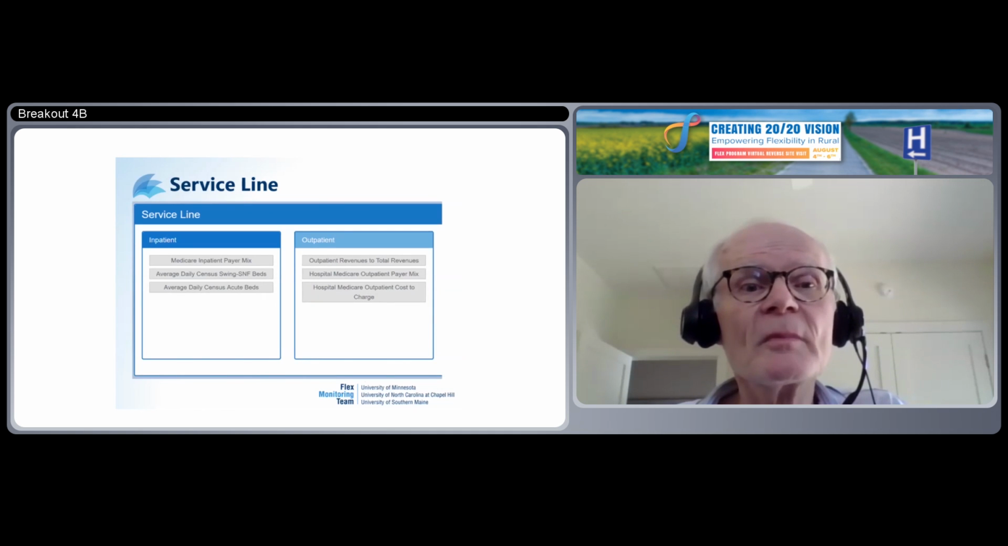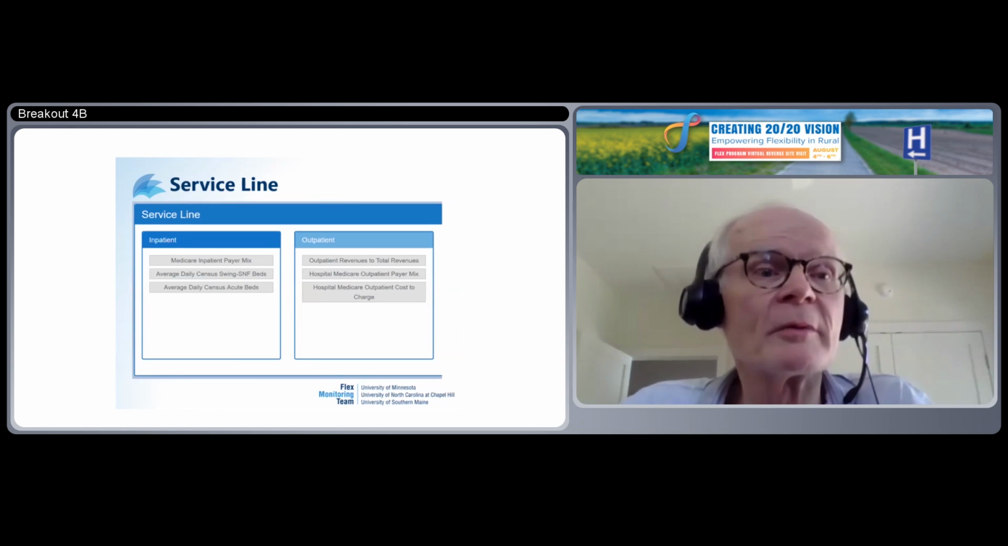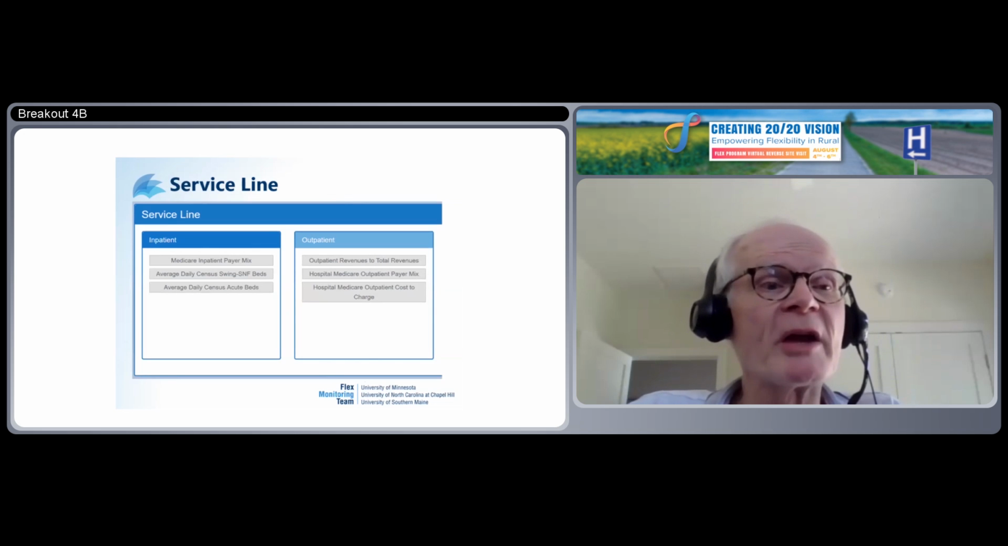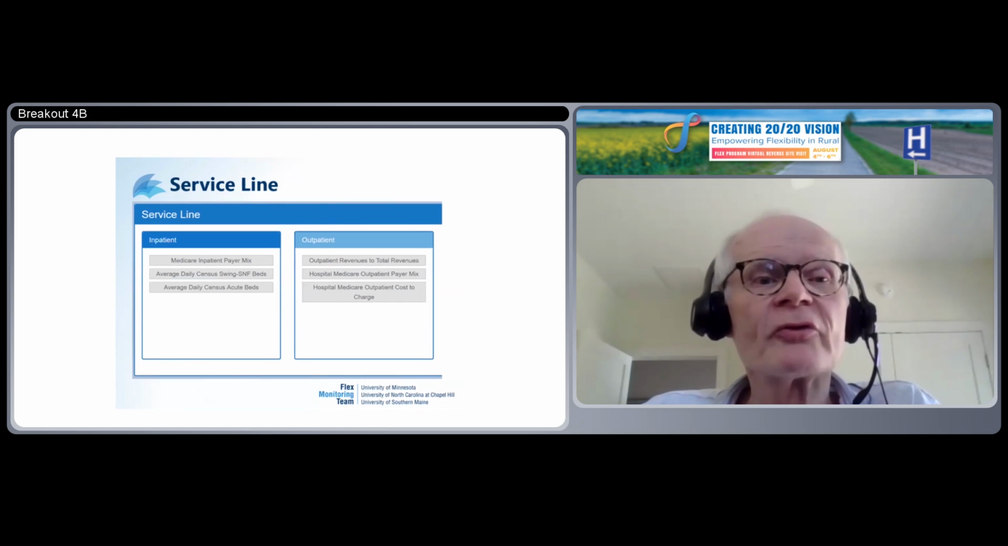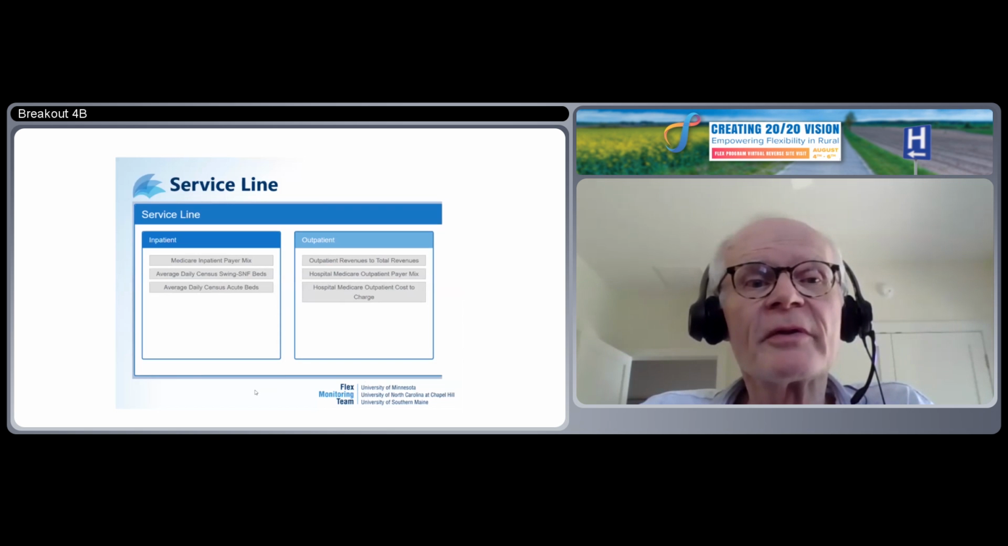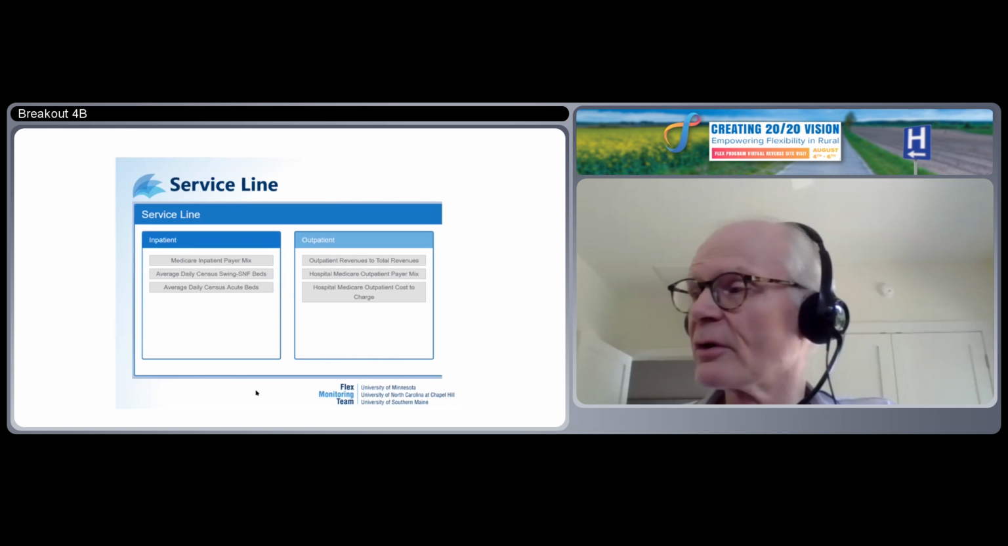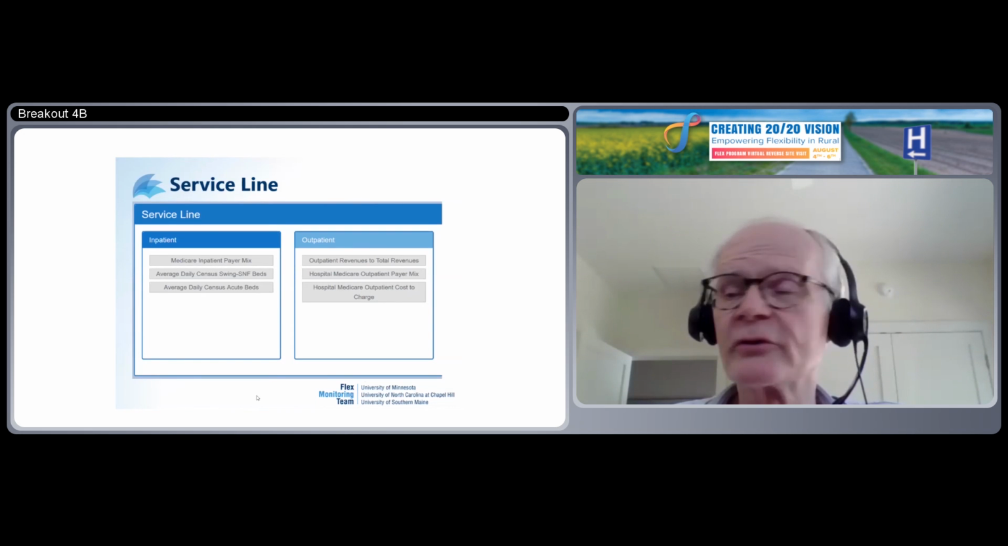Service line indicators, essentially what we decided to do was divide these into two big pots, inpatient and outpatient. Inpatient is increasingly a smaller and smaller portion of the business, so we're trying to think more carefully about outpatient indicators and the best way to measure those. So we've got a separate box now for them. And again, these are all defined in the way we traditionally have.